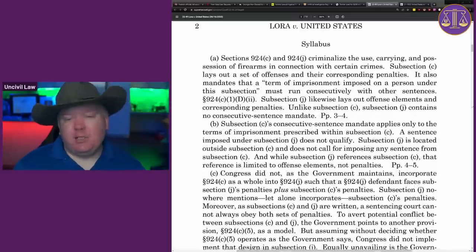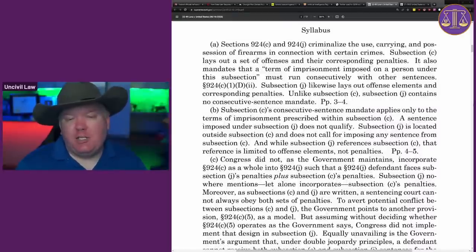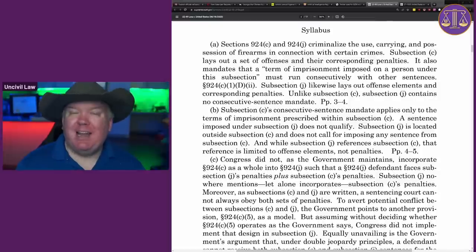The relevant sections criminalize the use, carrying, and possession of firearms in connection with certain crimes. Subsection C lays out a list of offenses and their corresponding penalties. It also mandates that a term of imprisonment imposed on a person under this subsection must run consecutively with other sentences. Subsection J likewise lays out offense elements and corresponding penalties, but unlike subsection C, subsection J contains no consecutive sentence mandate.